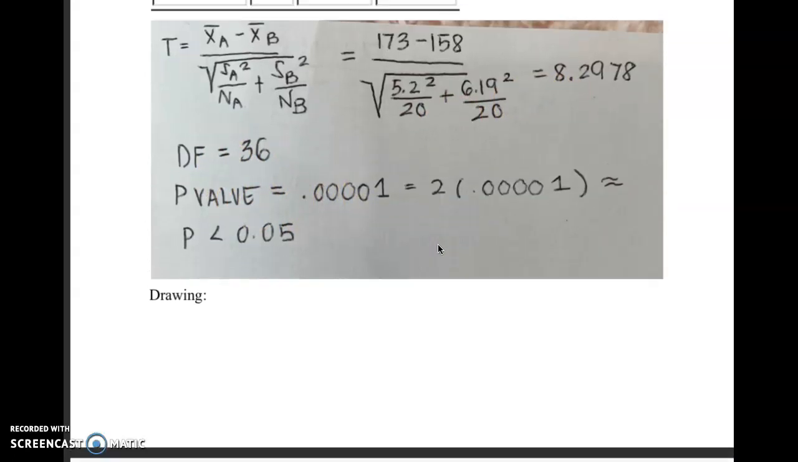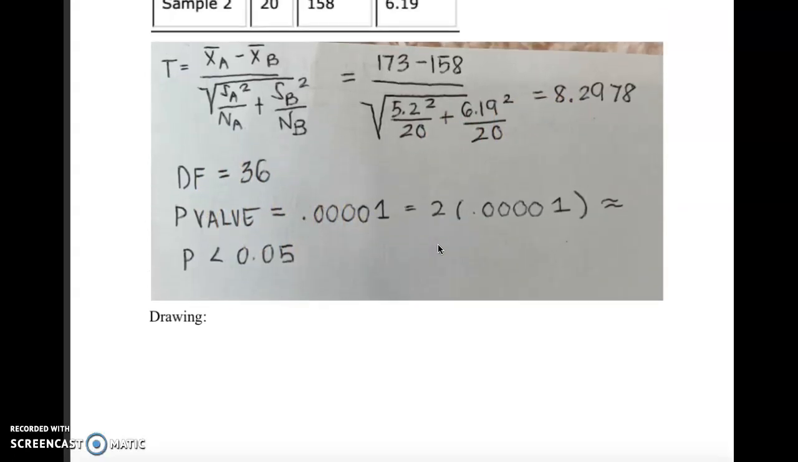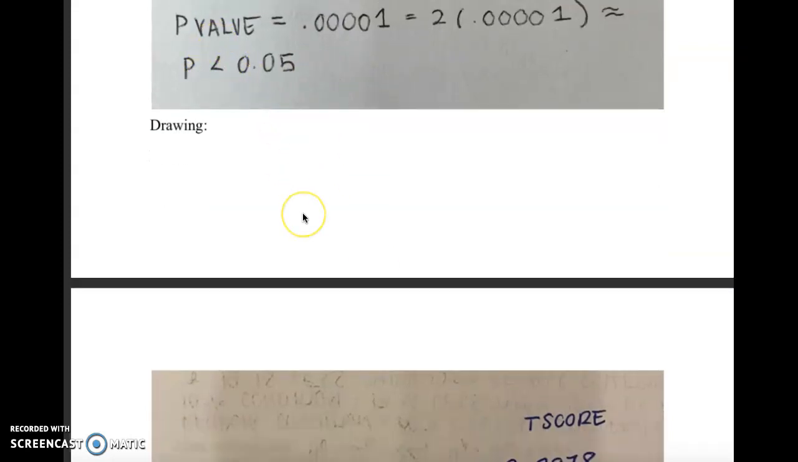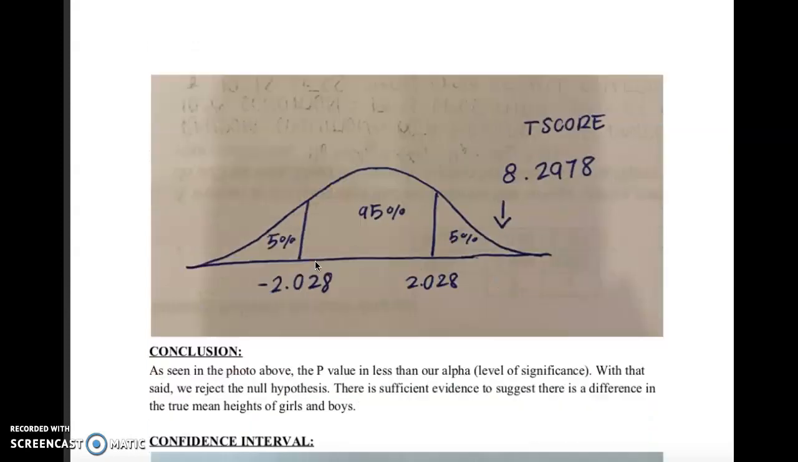Since it's a two-tailed test, we would multiply that by 2, but it would be an extremely small number, so leaving it at 0.0001 just for reference. So as you can see, the p-value is significantly less than 0.05.